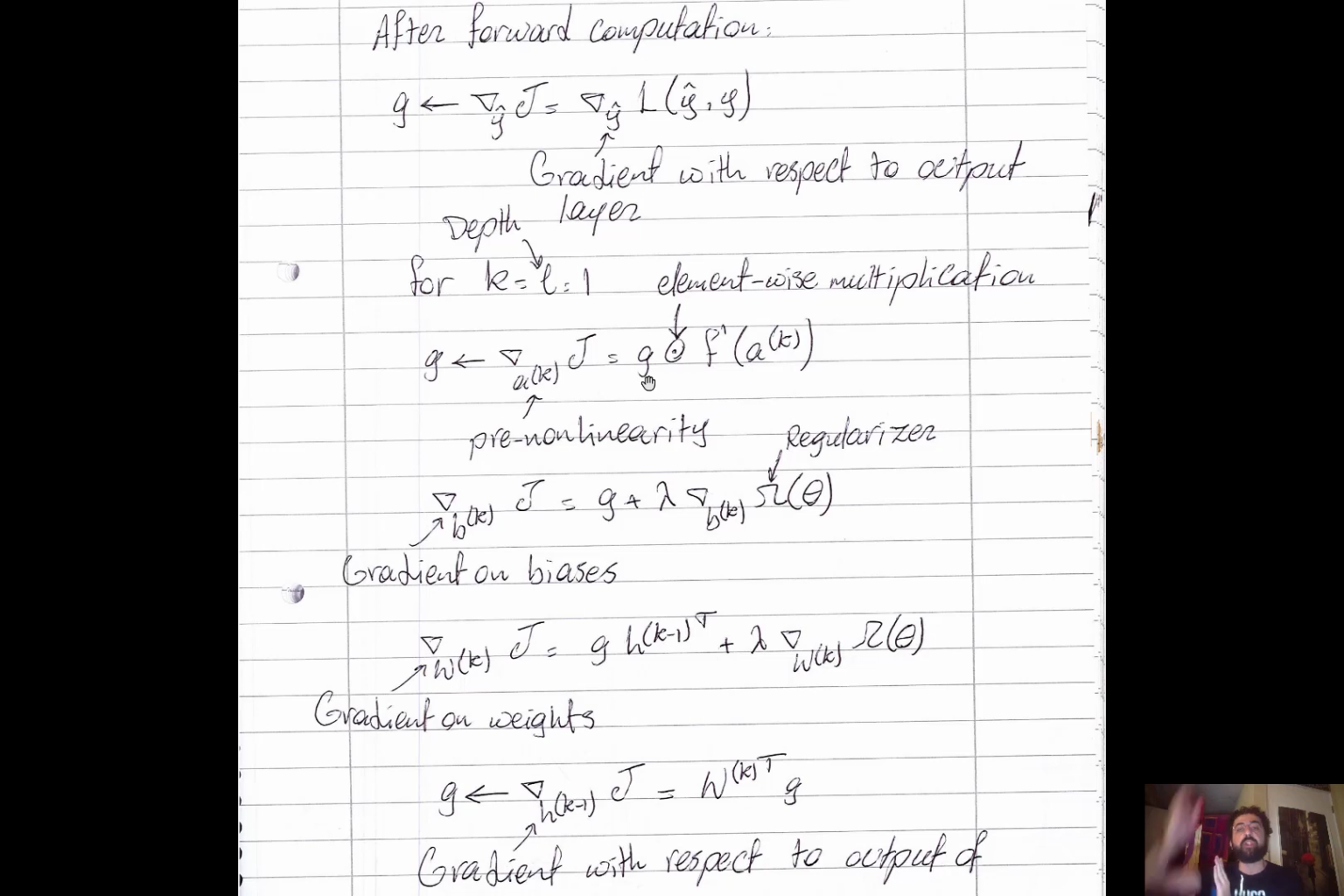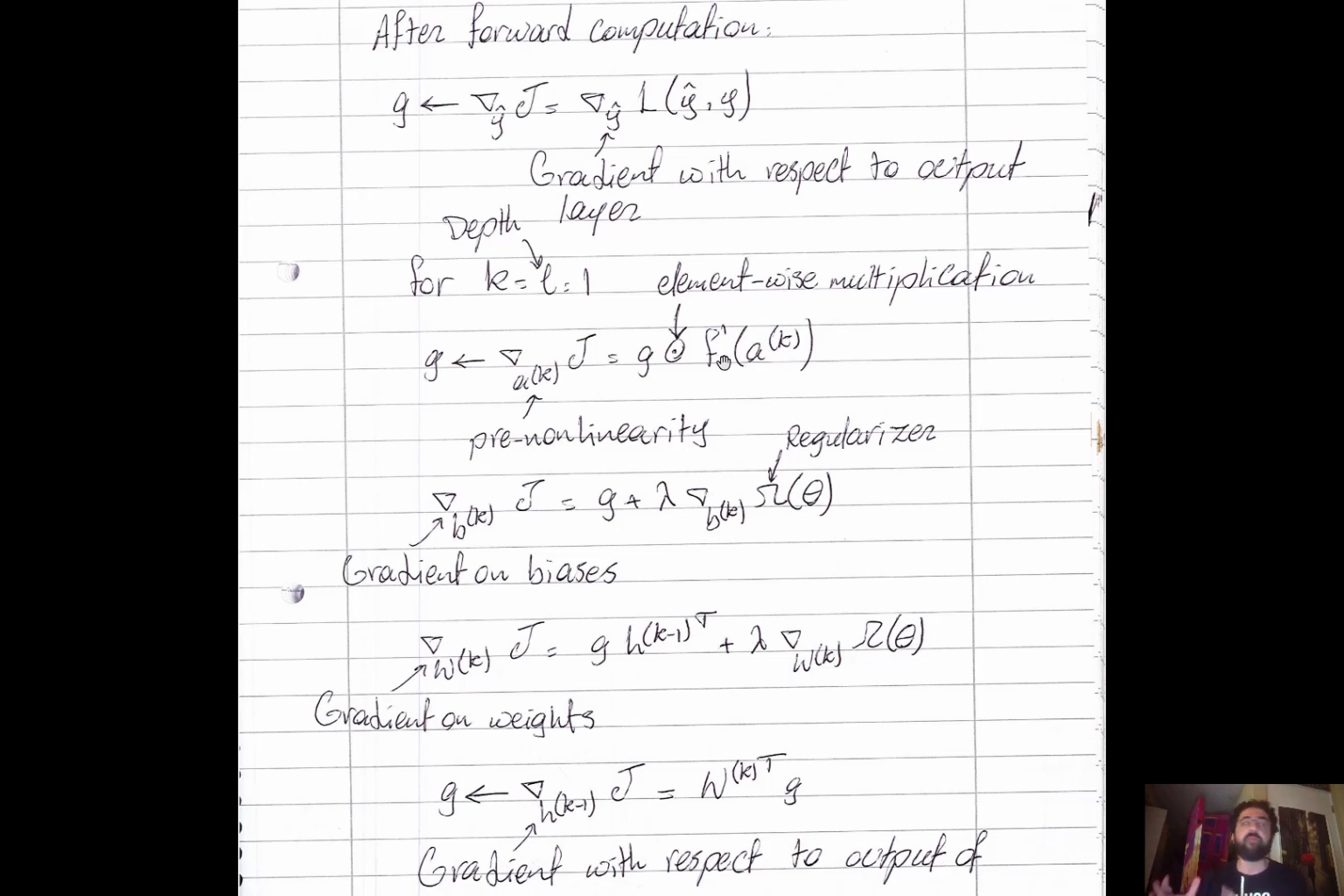Now remember, G will also be a vector because H is a vector and A is a vector. So you have a vector of gradients, right? The width of the vector corresponds to the number of units in that layer. And then you apply element-wise multiplication with F prime. F is the nonlinear activation function of A of K.